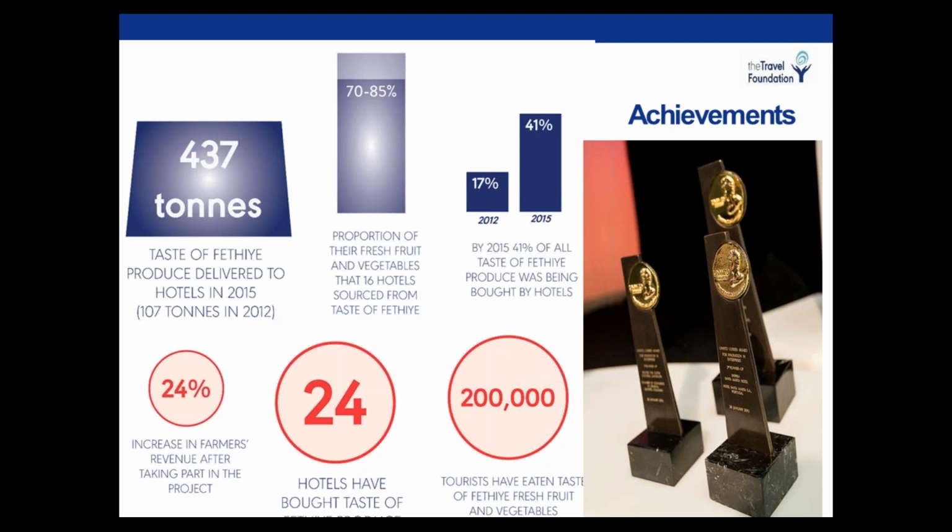So it's clear we learned quite a lot from this project, but what did the initiative actually achieve? Well, here are a few statistics to illustrate the results. These are up to the end of 2015, when the project ended. I'll just read a few for you. So 24 hotels had purchased Taste of Feta produce. 200,000 tourists had eaten Taste of Feta produce. And there had been a 24% increase in farmers' revenue since the project started.